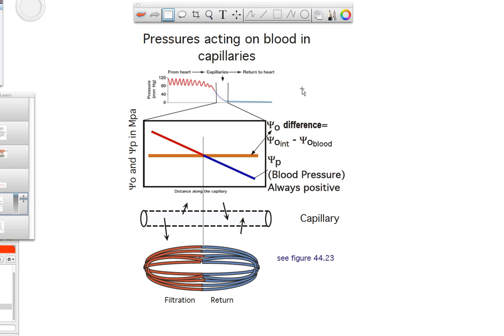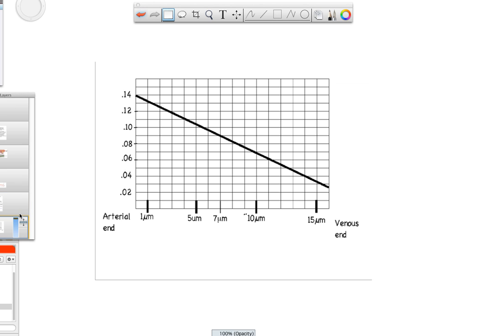So, what kinds of questions might you be asked on this relationship of osmotic potential and pressure potential? I often give you the range of pressures in a vessel as it moves from the arterial end to the venous end. Right? So this would be in perhaps kilopascals or megapascals, maybe millimeters of mercury. If I were to tell you that fluid begins to enter the blood at 10 micrometers from the arterial end, what do you do with that information?